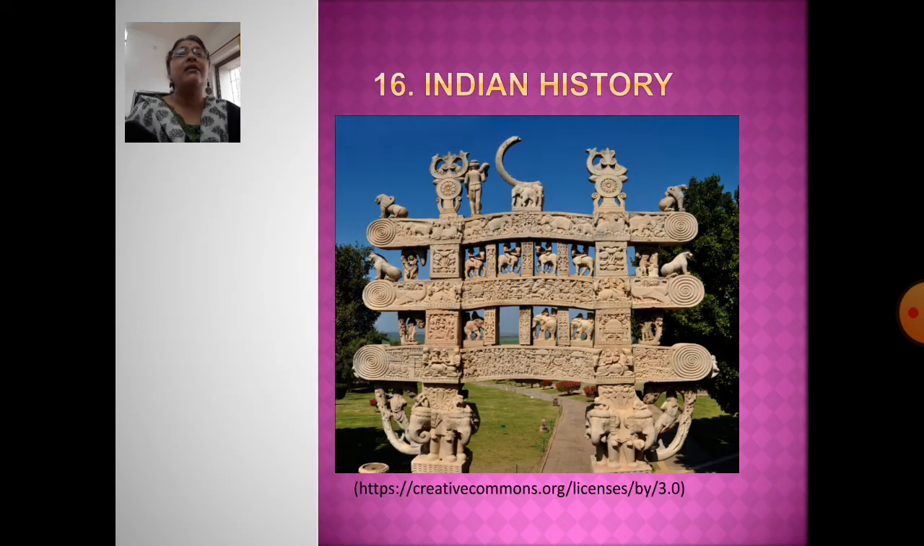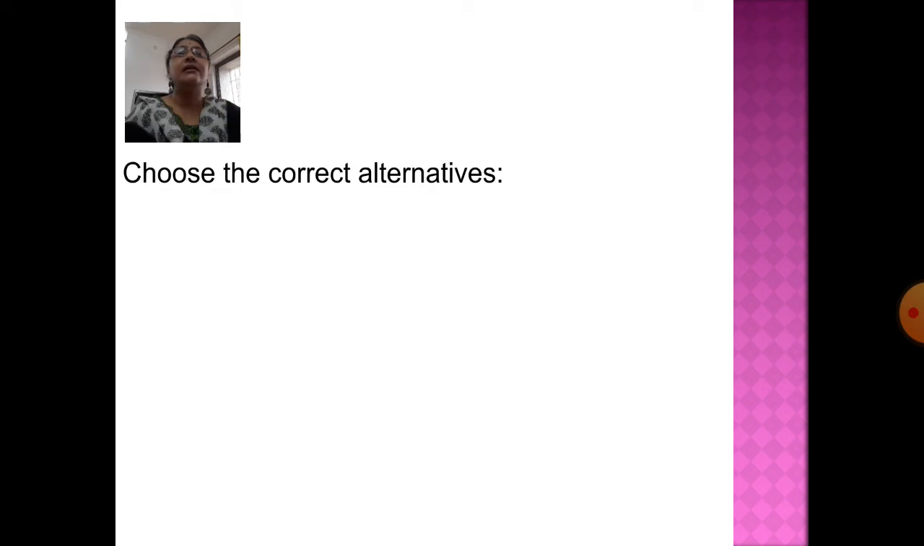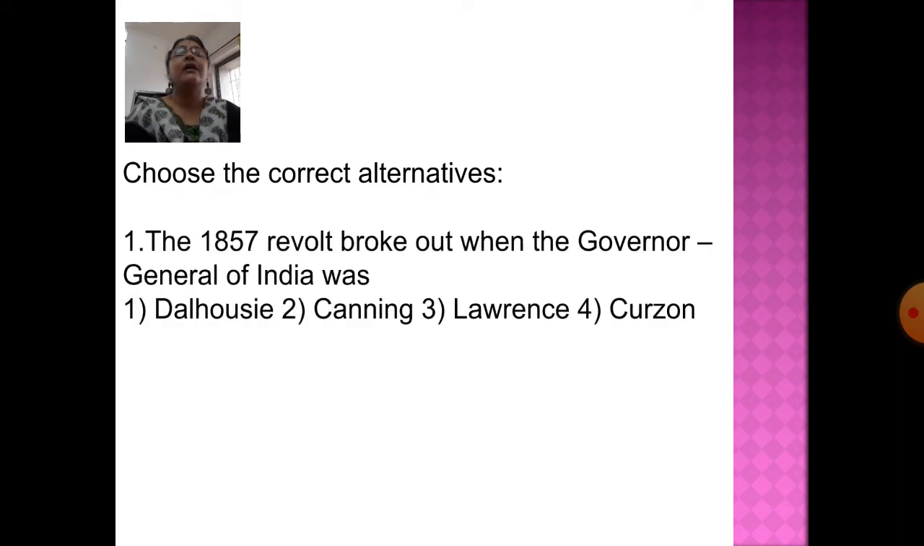Now let us see our new lesson, lesson number 16, Indian history. Choose the correct alternatives. The 1857 revolt broke out when the Governor General of India was option 1 Dalhousie, option 2 Canning, option 3 Lawrence and option 4 Curzon. Answer is option 2 Canning.